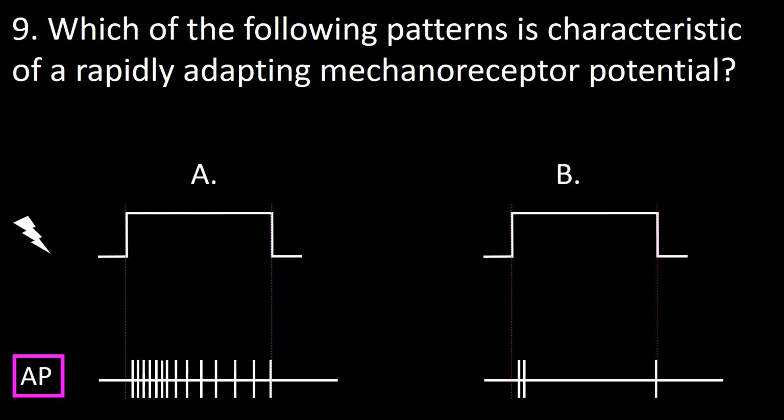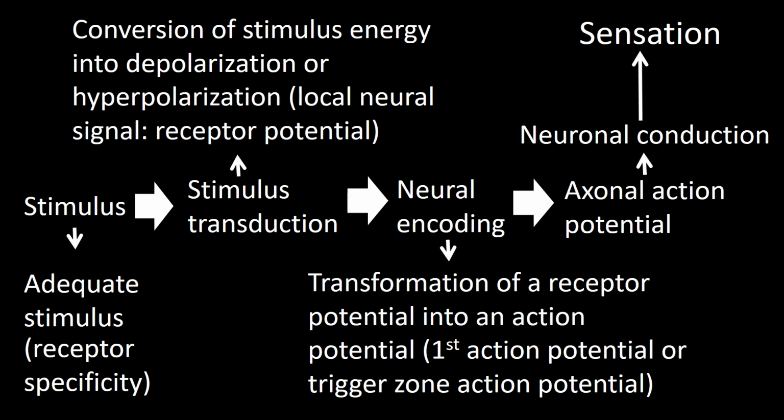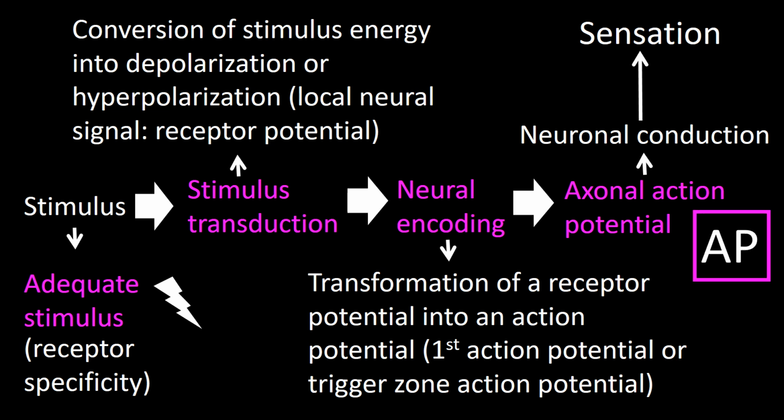Next question. Which of the following patterns is characteristic of a rapidly adapting mechanoreceptor potential? A or B? This figure was introduced to you before. If an adequate stimulus is applied, the next step is stimulus transduction. This is followed by neural encoding representing the trigger zone action potential. This produces an axonal action potential, usually referred to as action potential or AP.